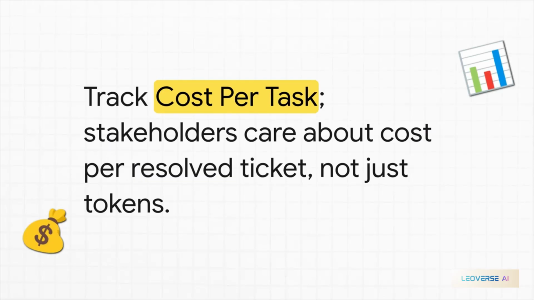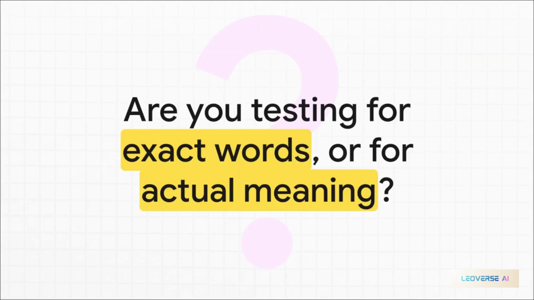Ultimately, your observability layer has to connect these technical metrics back to the business. Engineers love tracking token counts, sure, but business stakeholders care about the cost per task. By setting cost alerts and tracking the cost per resolved ticket, you can definitively prove the real-world ROI of your AI agents. So I'll leave you with this final thought so you can audit your own systems.